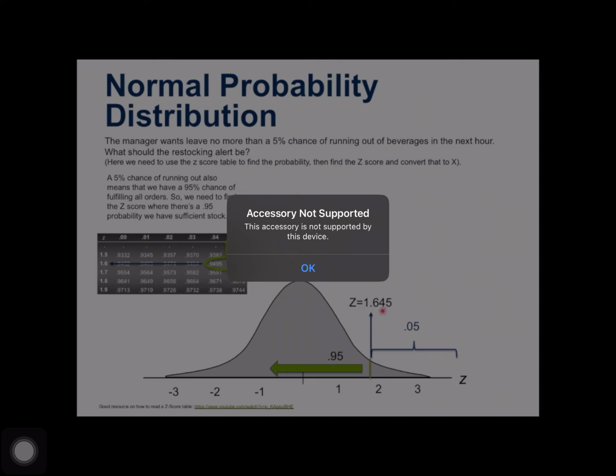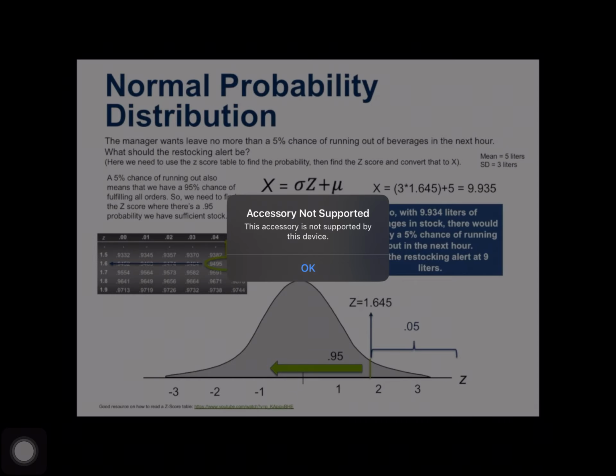So a z-score of 1.645 is effectively the value that gives me a level that 95% of all of the beverages that would be ordered are to the left, and it leaves me 5% that would exceed. So that's helpful information because I'm trying to figure out how much beverage I need. So now I can use that other formula to convert this z-score to that actual value. And here's how that would be done.